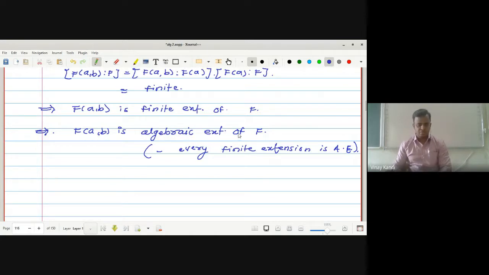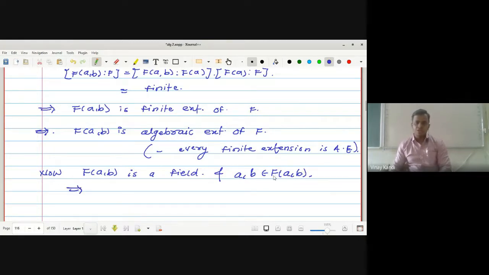Now F(a,b) is a field, and a and b belong to F(a,b). Since it is a field, it is an additive group, a commutative group. This means a minus b also belongs to F(a,b).